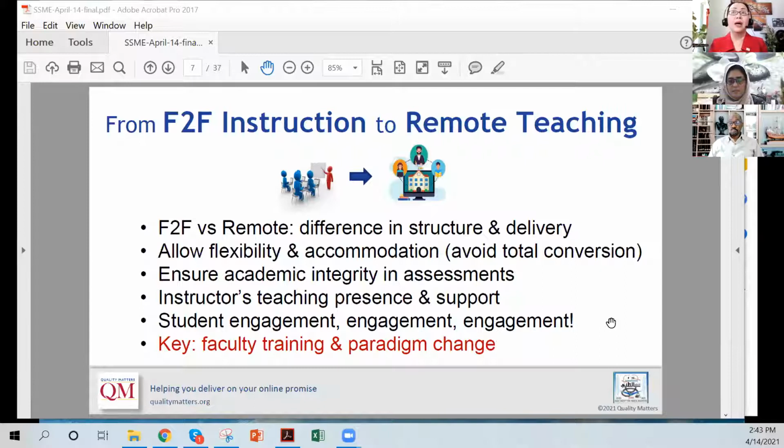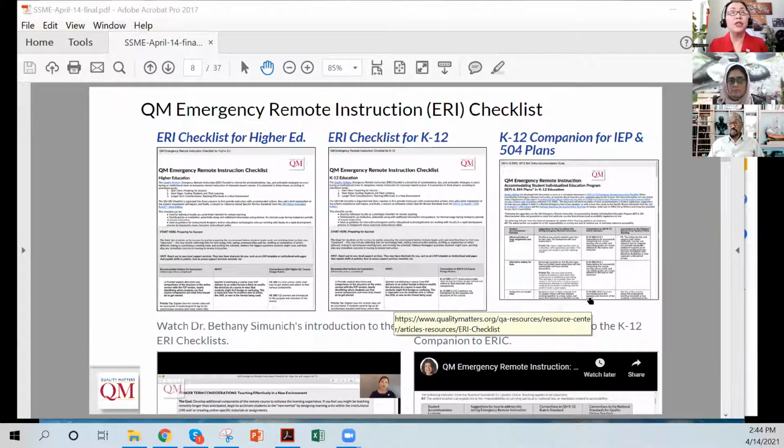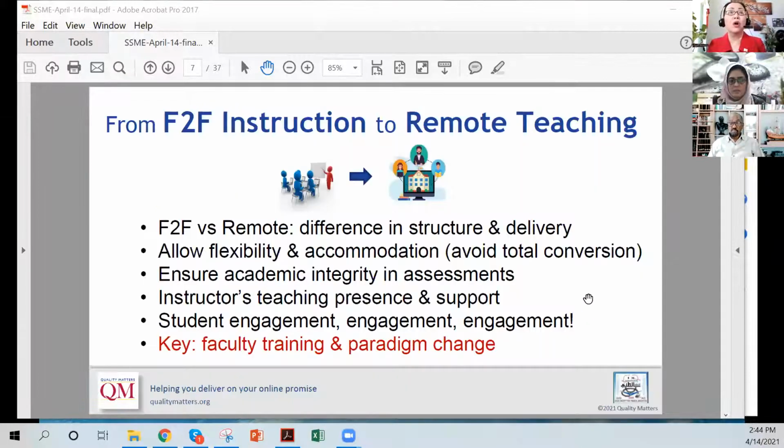So we offered a tool called the emergency remote instruction checklist. This is just to help face-to-face faculty quickly pivot and transition from face-to-face to remote instruction. So the key points during this transition period is really understanding what is changing. Learning objectives do not change, okay? But the way we teach, the structure of the courses, that changed.